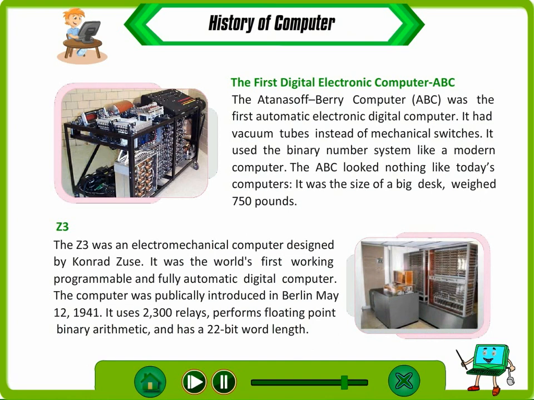Z3. The Z3 was an electromechanical computer designed by Konrad Zuse. It was the world's first working programmable and fully automatic digital computer. The computer was publicly introduced in Berlin, May 12, 1941. It used 2300 relays, performed floating-point binary arithmetic, and had a 22-bit word length.